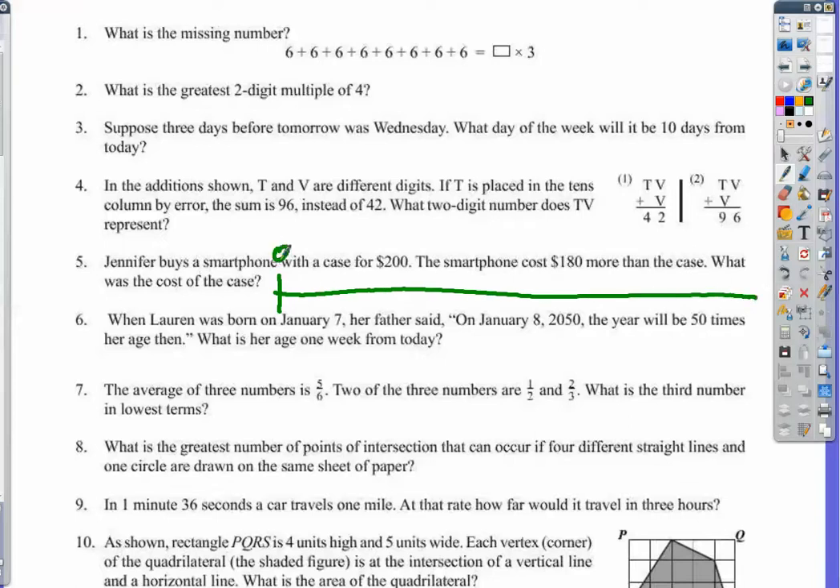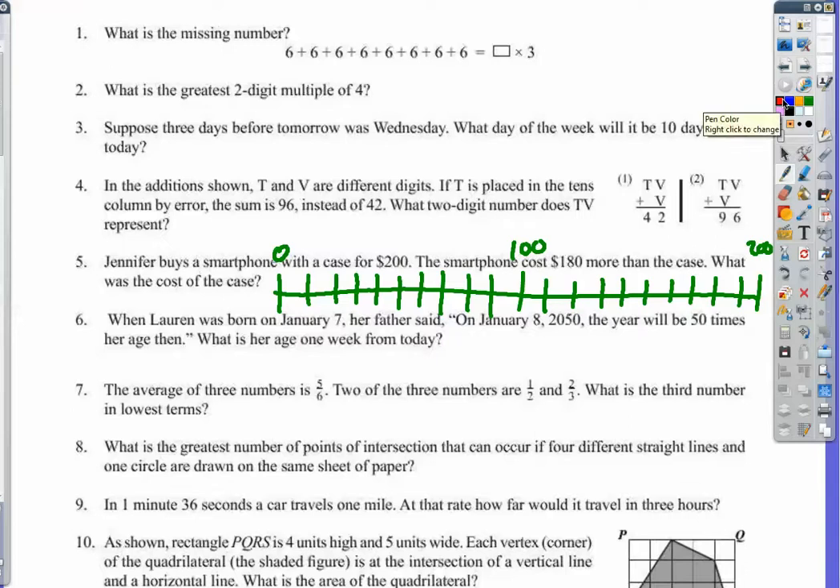So here's my 0, 10, 20, 30, 40, 50, 60, 70, 80, 90, 100. So the easiest thing to do is to say what two numbers are 180 apart on the number line? Well, 0 and 180. 0 and 180 are 180 apart on the number line, but they don't add up for a total of 200, do they? So what's the next pair? Well, I know that 10 and 190 are 180 away from each other. And would you believe that 10 plus my 190 over here equals 200? So therefore, the case costs $10.